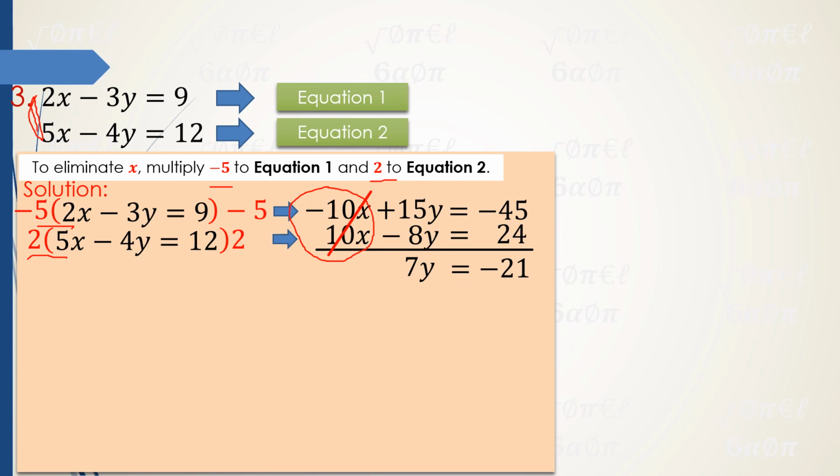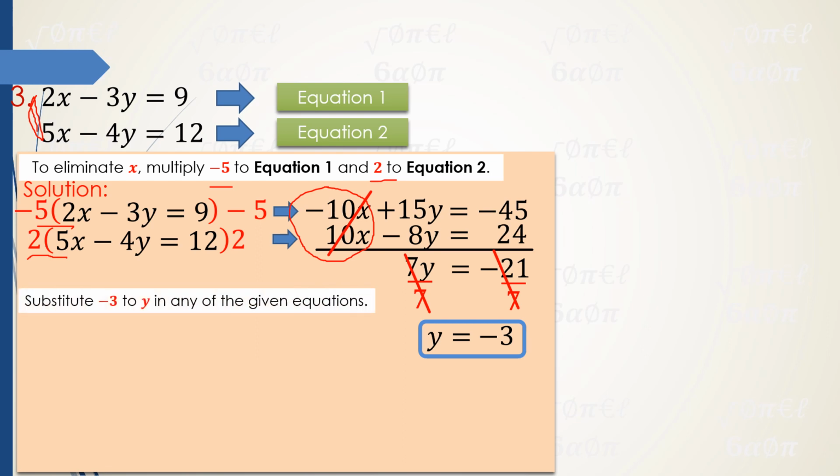Negative 45 plus 24, unlike sign, subtract. So, therefore, we have negative 21. Copy the sign of, or follow the sign of negative 45. Divide both sides by 7. So, 7y divided by 7 is y. Negative 21 divided by 7 is negative 3. So, therefore, the value of y is negative 3. So, ganun ulit gagawin natin.